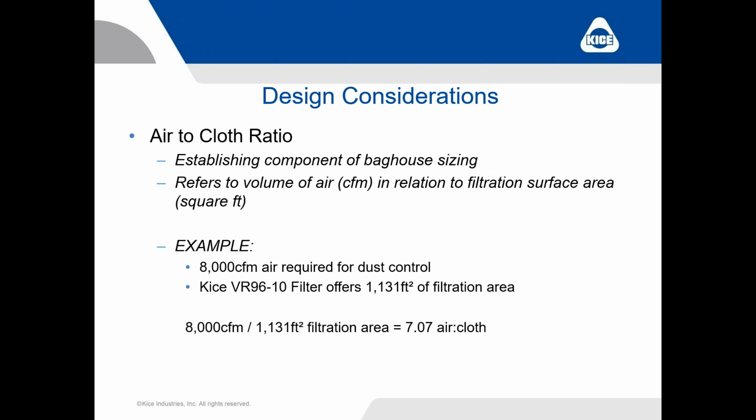So I've done my homework. I know I need 8,000 CFM. I think my VR96 is the right filter. 8,000 CFM divided by 1,131 square feet gives me a 7.07 air-to-cloth ratio. So I have 7.07 CFM of air per square foot of filter media. I like that number. I think that's a pretty good number.